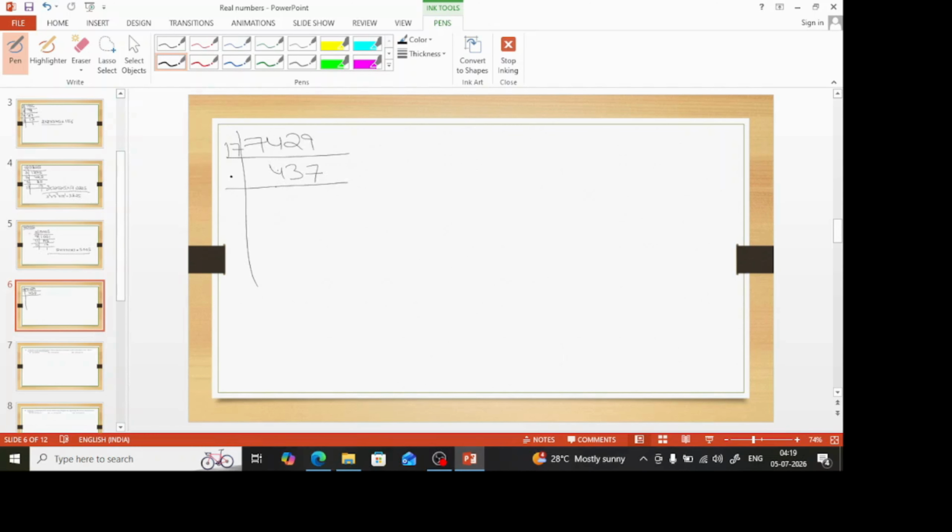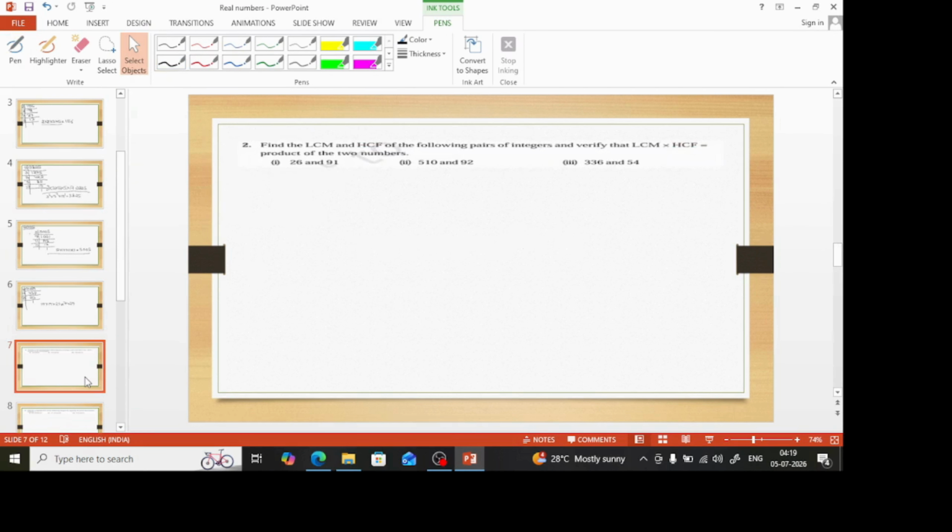And again 437 we have to try. If we divide by 19 we will get 23. So 23 divided by 23 is 1. So the prime factorization of 7429 is 17 into 19 into 23, equal to 7429. I think it is clear to all of you. Now let us move to question number 2.